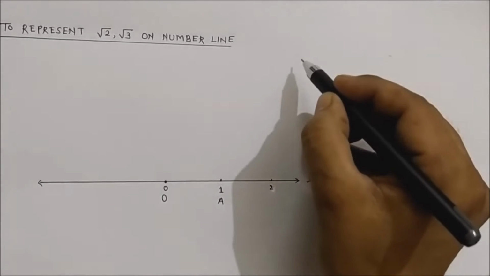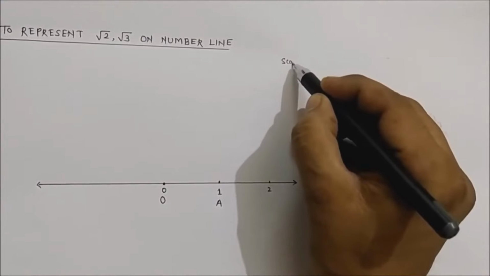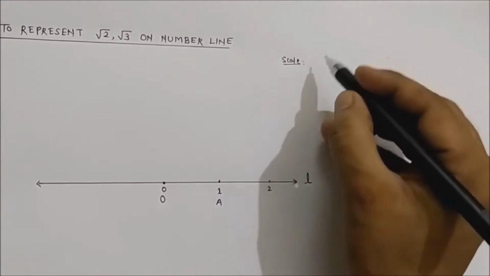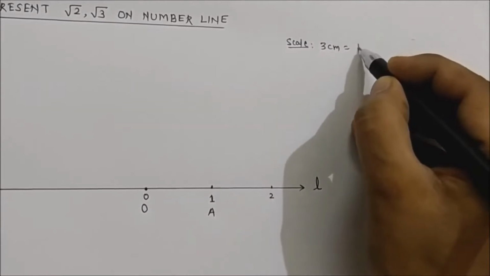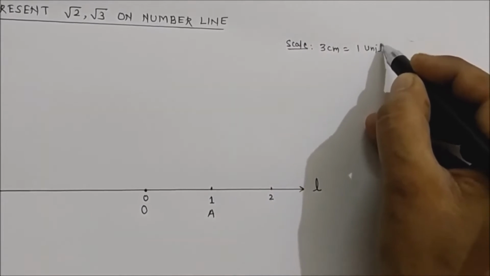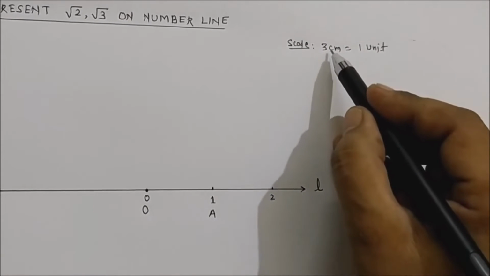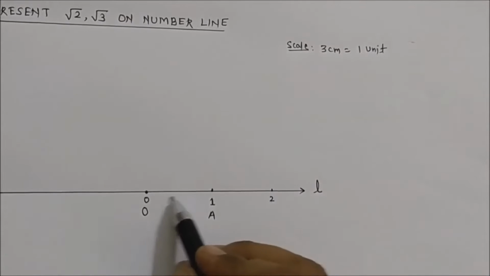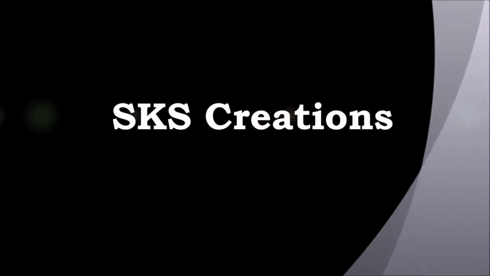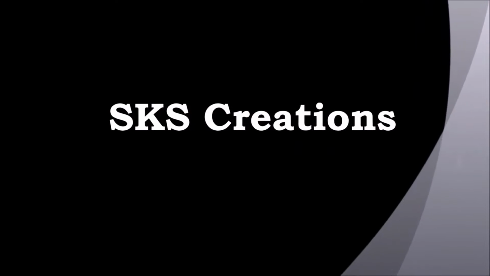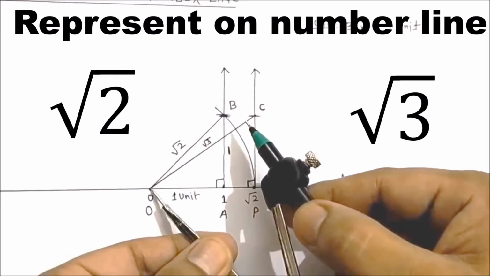Here we can write on the scale: 3 centimeter equal to 1 unit. You have taken the scale 3 centimeter equal to 1 unit. Next step, at this point A, you are going to draw a perpendicular. Take the protractor and draw a perpendicular at this point.